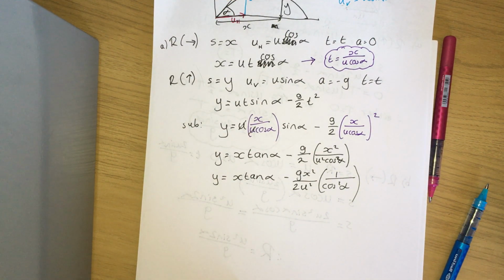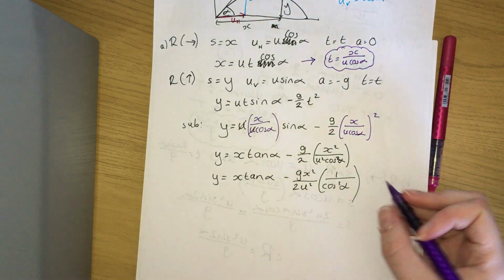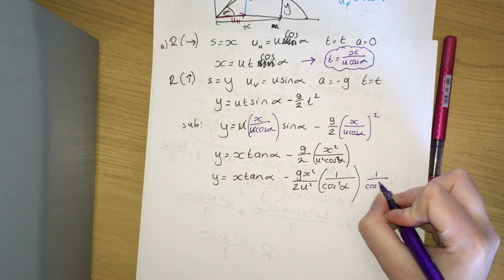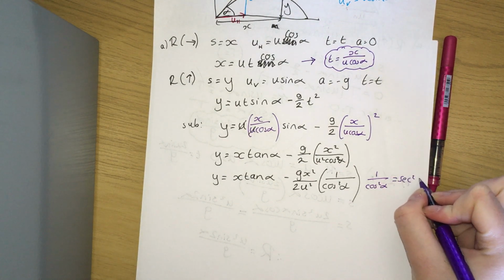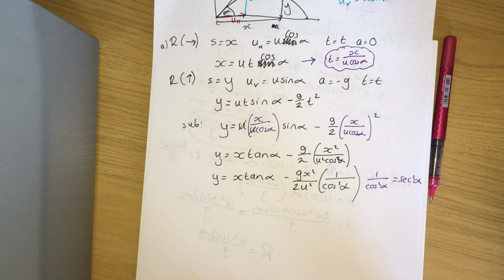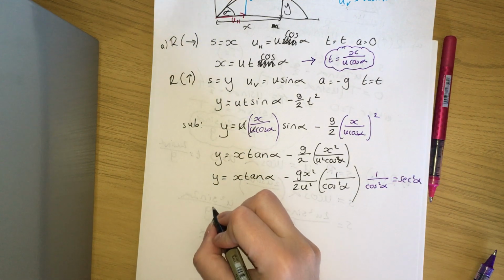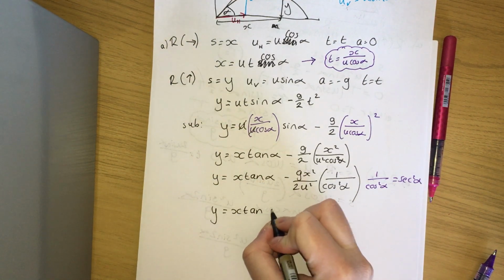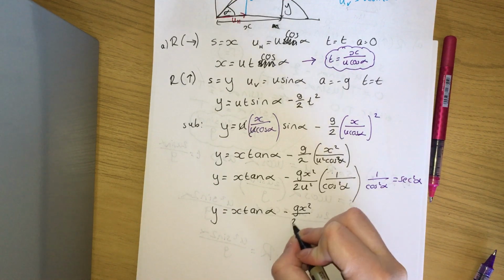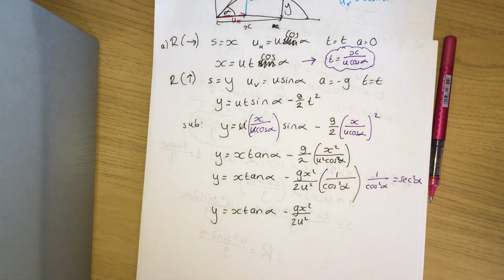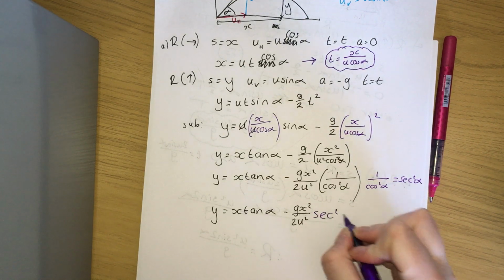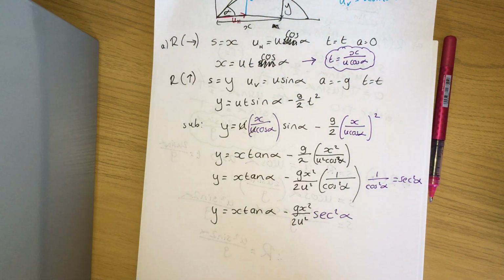Now, I know 1 over cos squared alpha must be equal to sec squared alpha, because 1 over cos alpha all squared would be sec squared alpha, and they're obviously the same thing. So I'm going to replace that in my next line. Y equals x tan alpha minus gx squared over 2u squared multiplied by sec squared alpha.